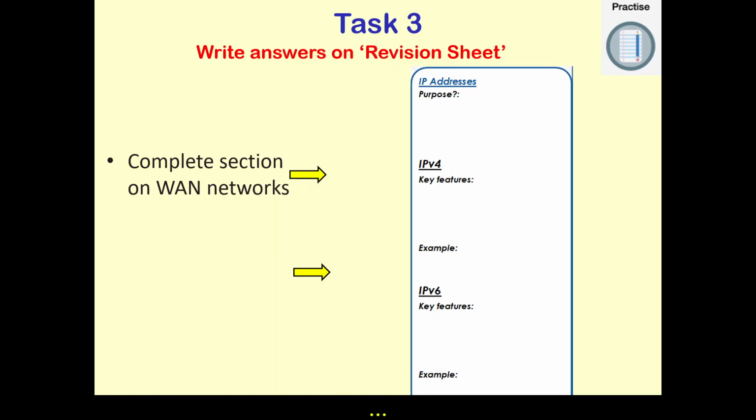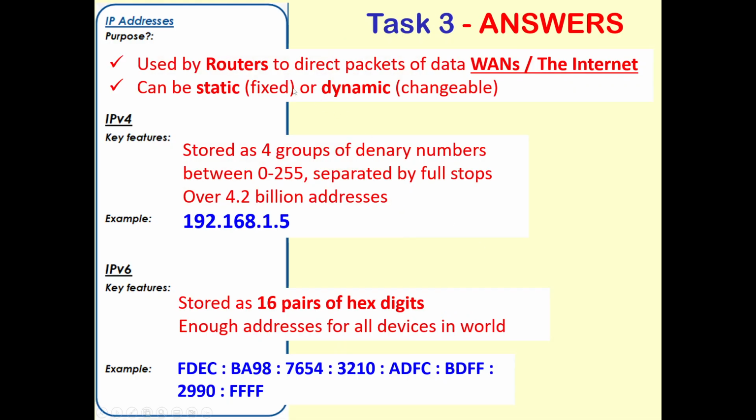Okay, time to check your answers. IP address, the purpose, used by routers to direct the packets of data on the WAN or the internet, and they can be static or dynamic, static fixed or dynamic changeable.